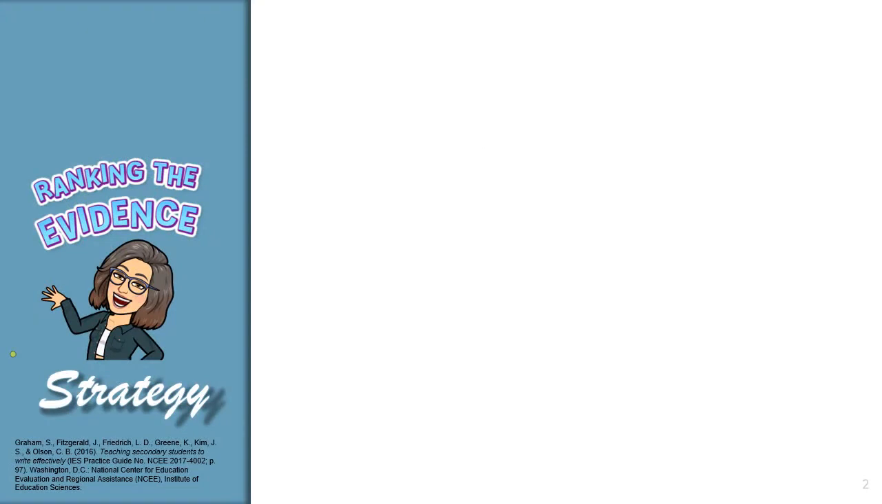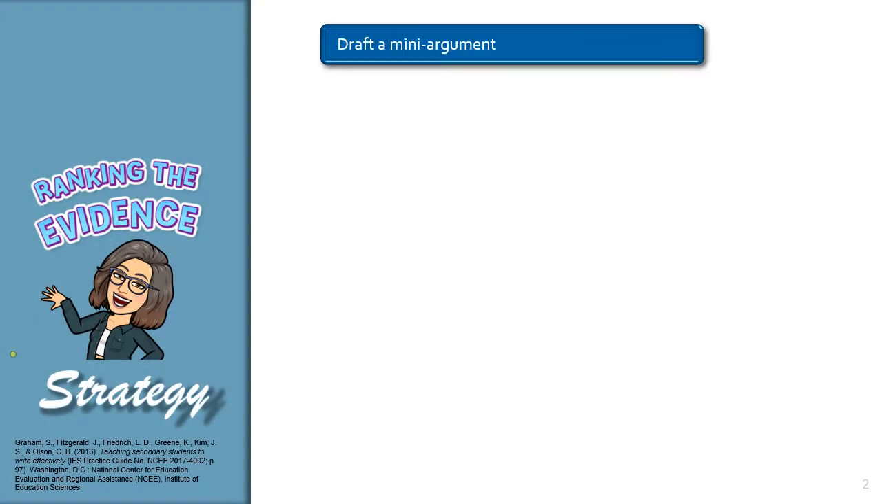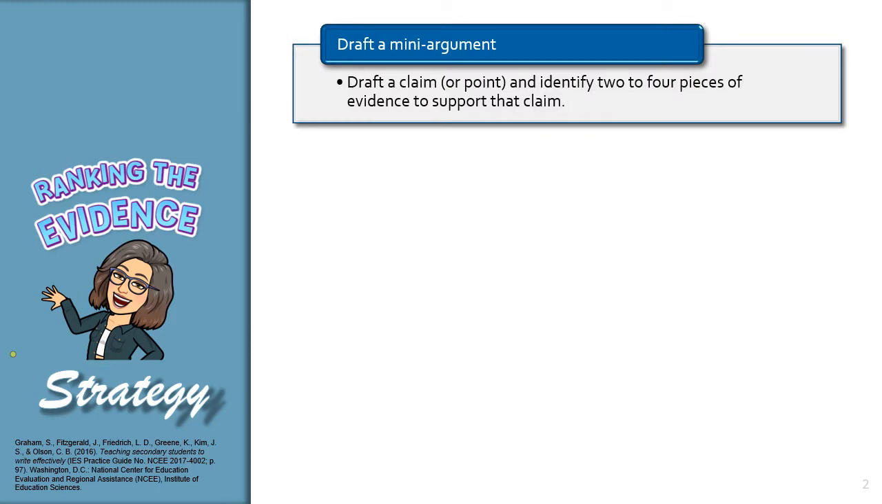There are 3 steps to this strategy. The first is drafting a mini argument. So you might have already drafted mini arguments to help you draft your paper. What you'll be doing is you'll draft a claim or a point, and you'll identify 2 to 4 pieces of evidence to support that claim. And then what you'll do is you flesh it out and write that argument.